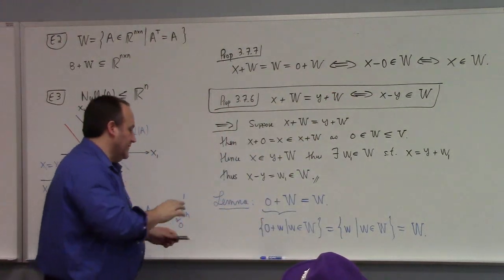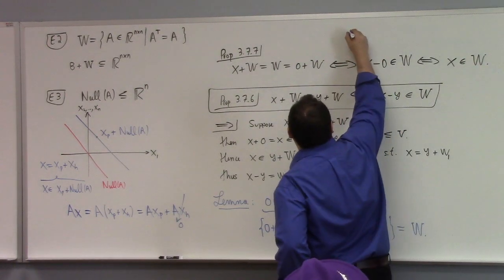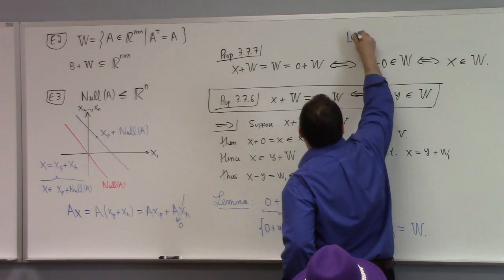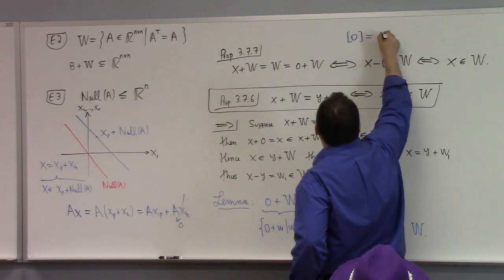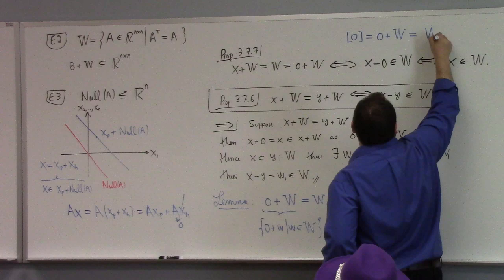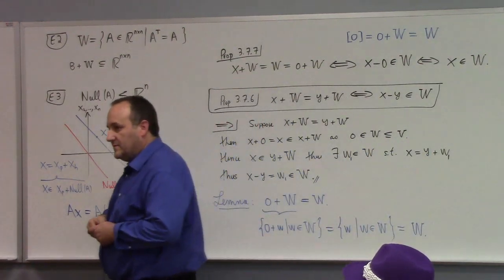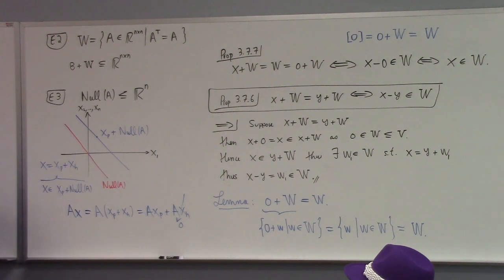And it's useful for us to stop and put this in the other notation. What this says is that the set represented by 0 is equal to 0 plus w, which is just w. That's what this means. The coset represented by 0 is the subspace itself.